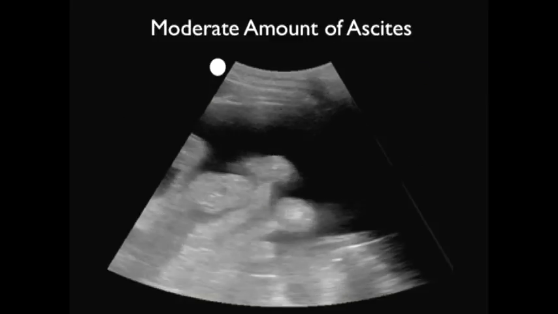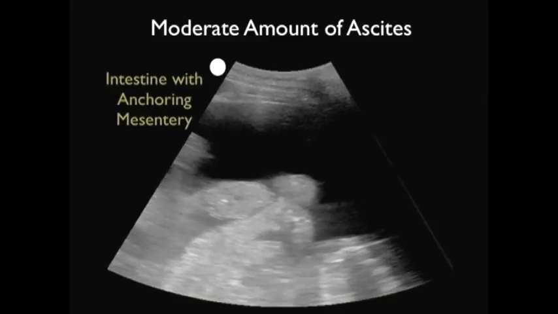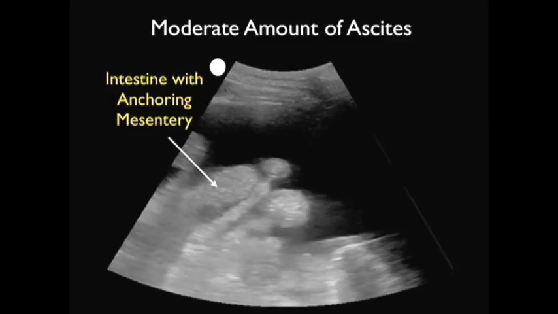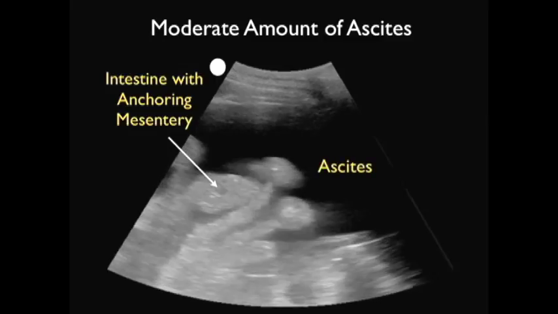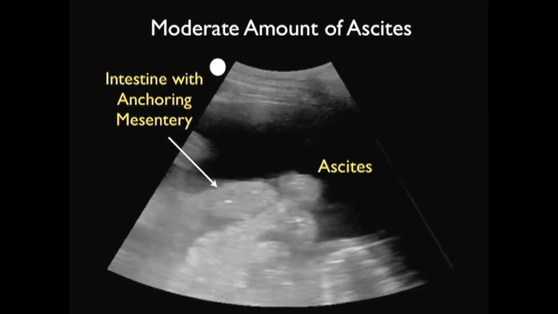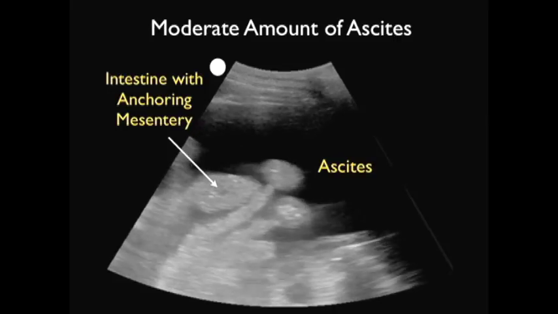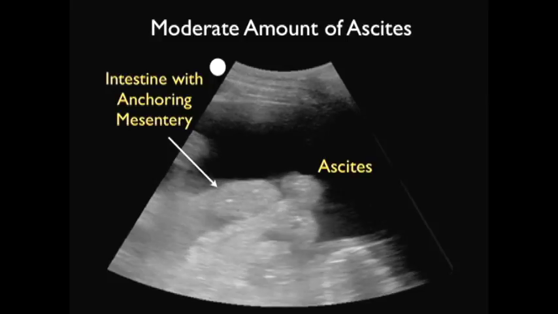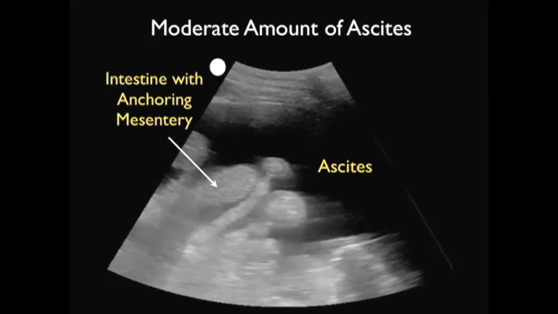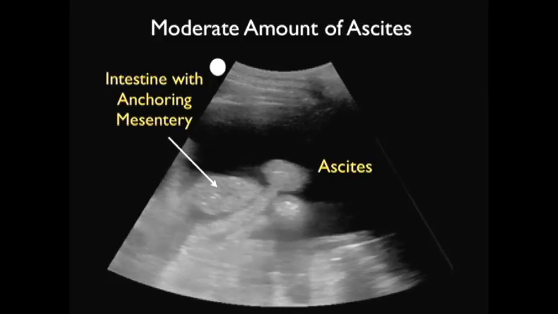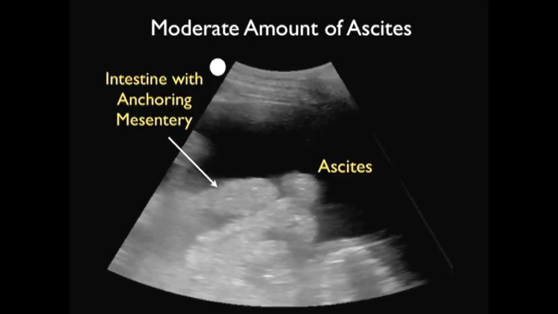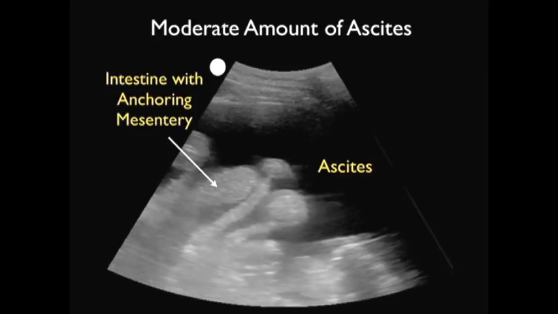This video shows a moderate amount of ascites, again taken with a 3 MHz probe, and we note the intestine with anchoring mesentery sliding back and forth as the patient breathes, and we see a large collection of ascites, that dark or anechoic fluid collection, anterior to the intestine. So this might be a good location to perform a paracentesis, as we could place the needle safely into that ascites without going through into the intestine or anchoring mesentery.